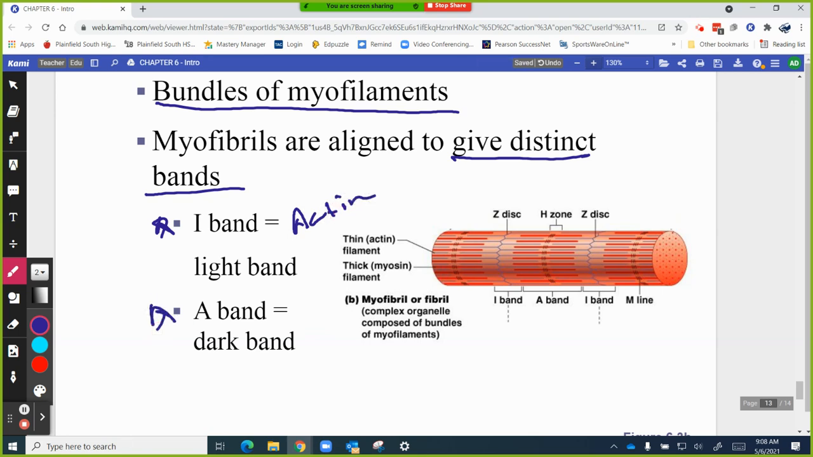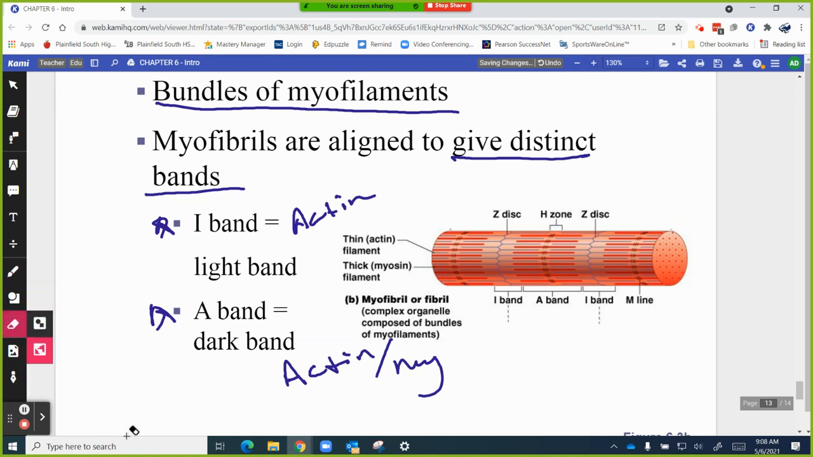The dark band is where we see both actin and myosin fibers together. That's usually a pretty standard question that we see a lot of times. Which ones are dark bands? Which ones are light?